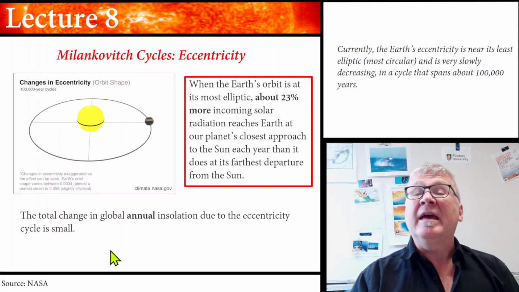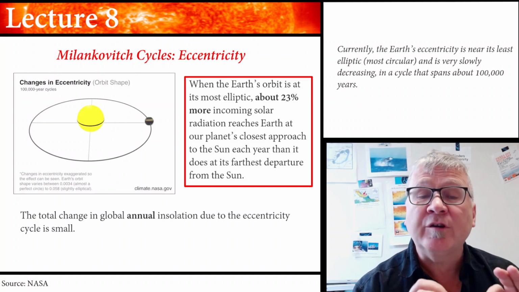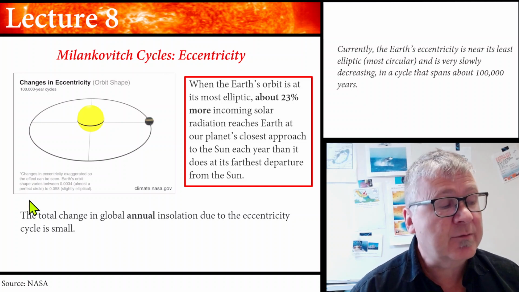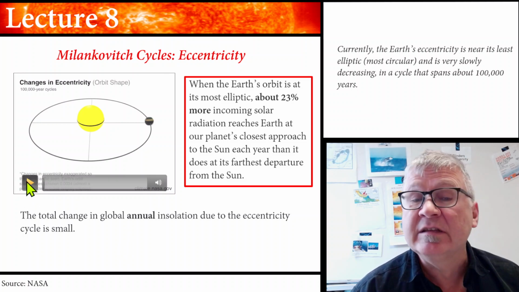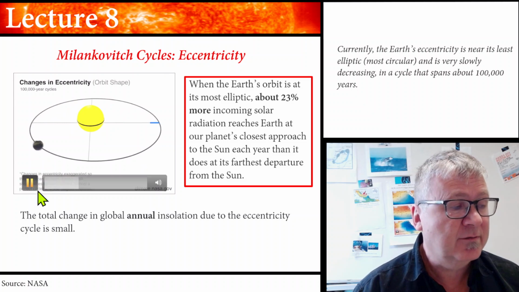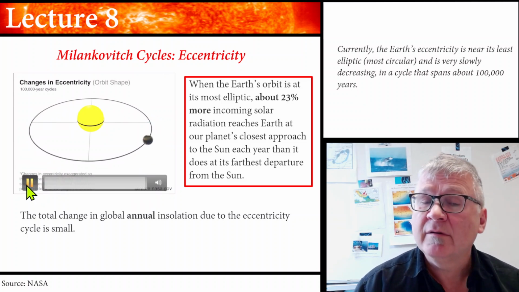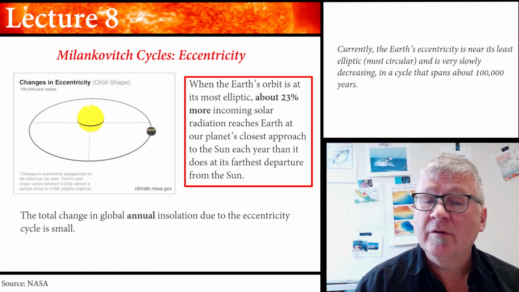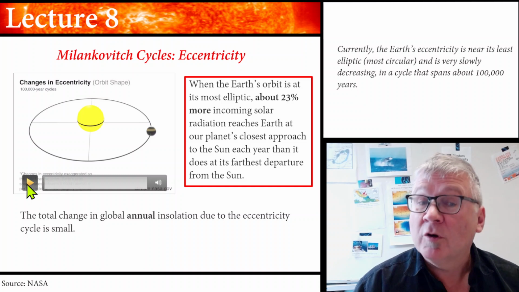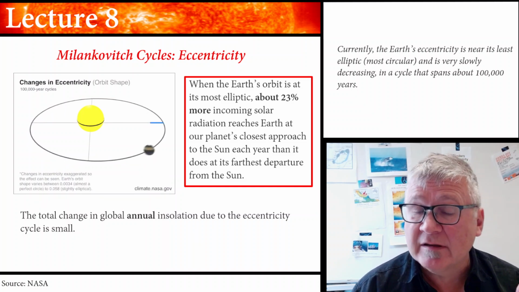Let's start with eccentricity, the change of the orbit shape. I start with a little animation, which is a little bit exaggerated, just to get the point. You can see the path around the Earth can be almost more circular, or at other times can be more elliptical, as you can see here.